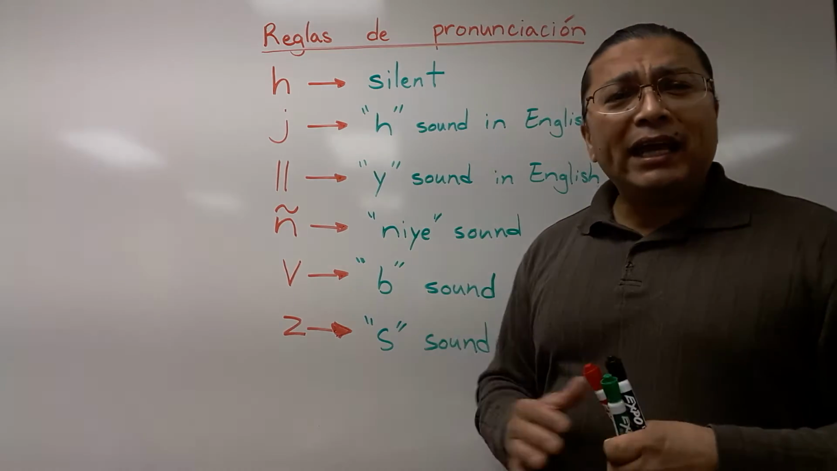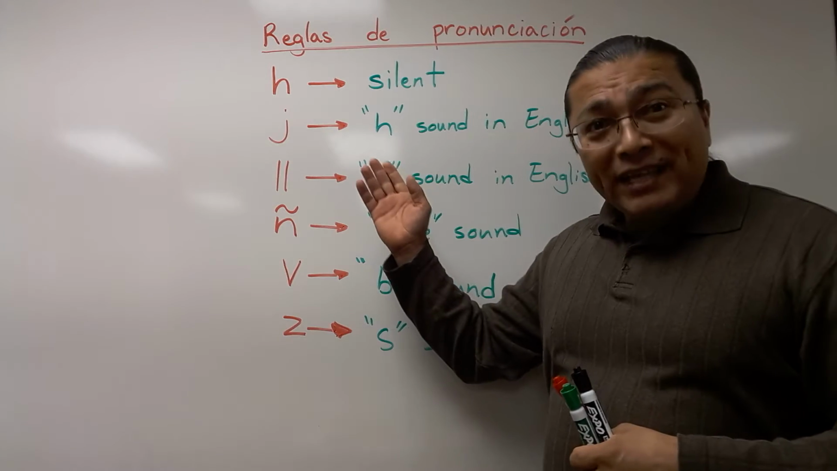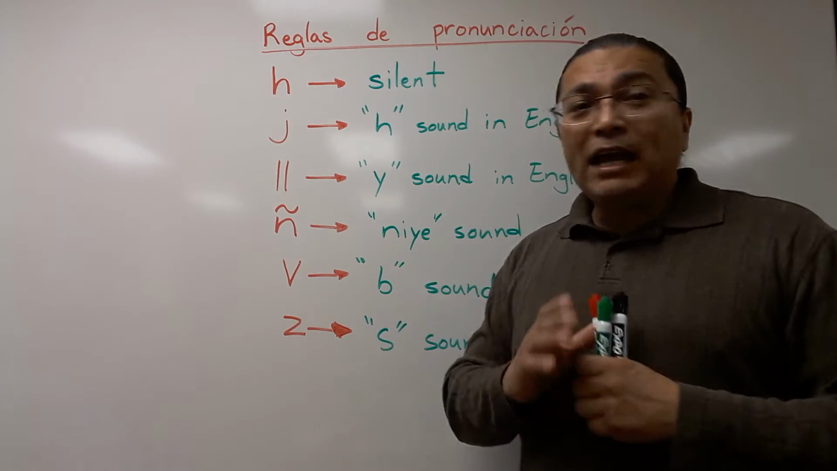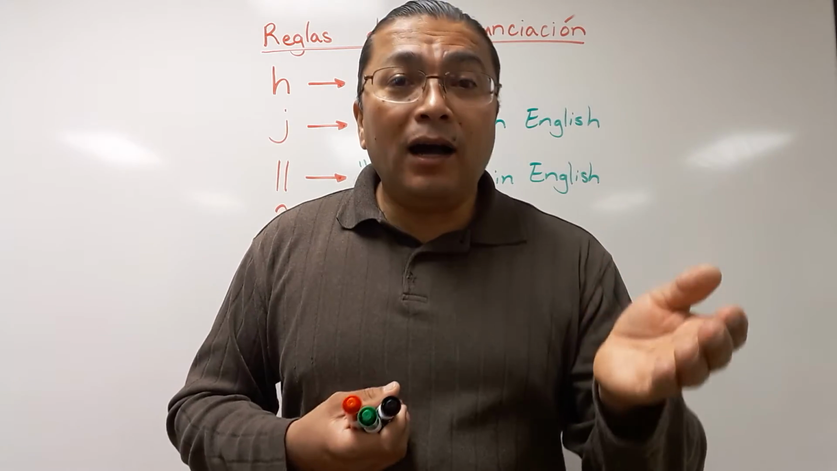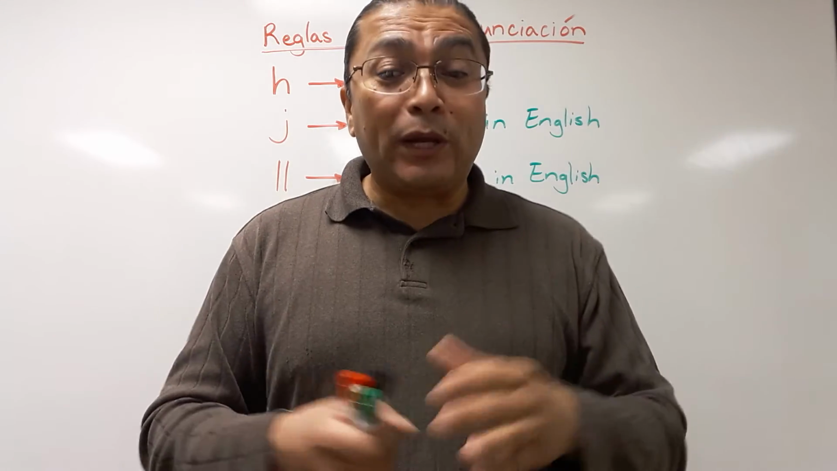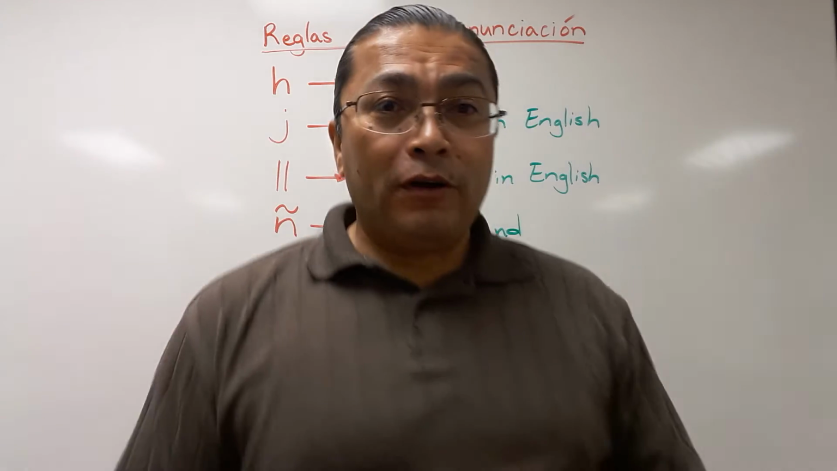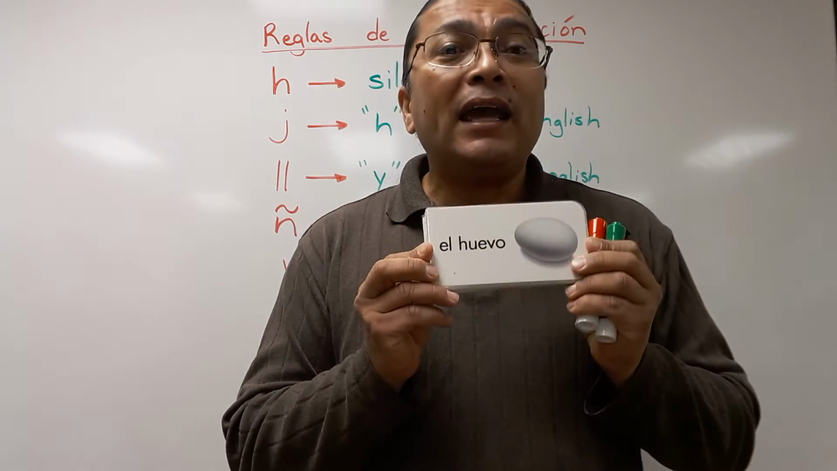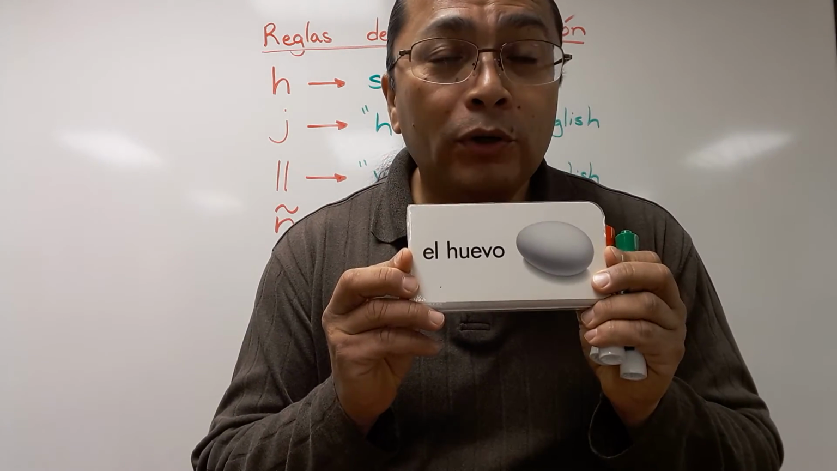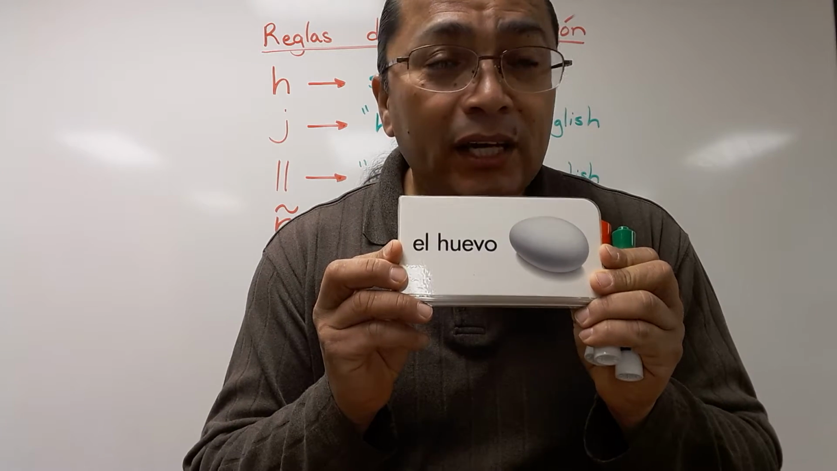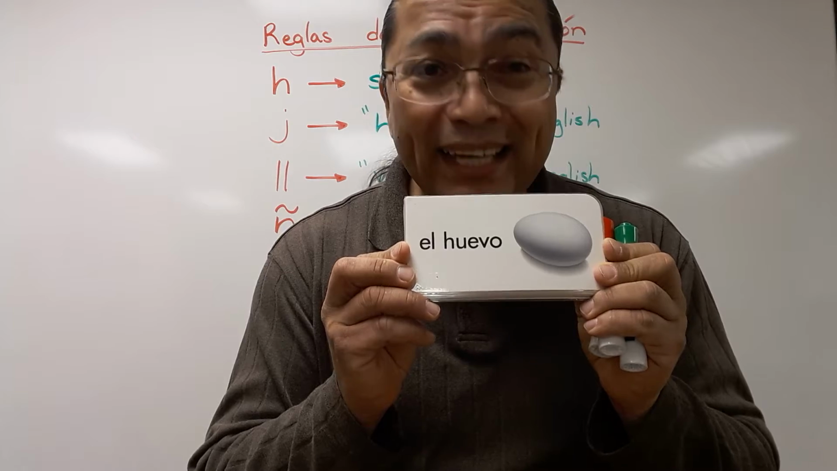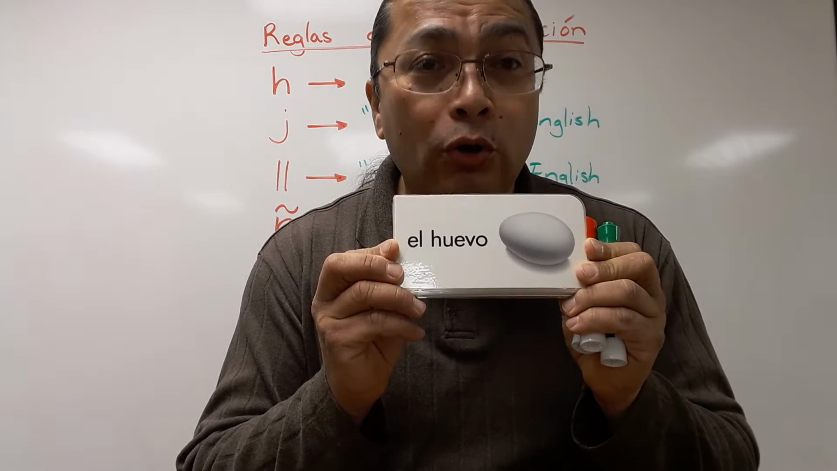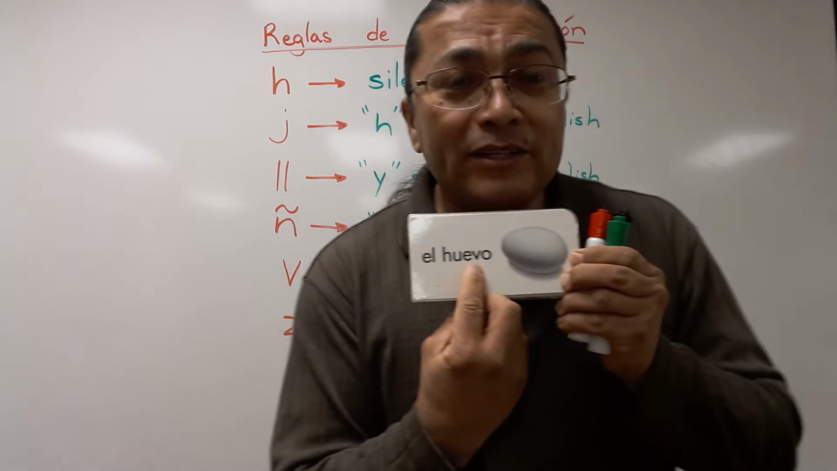The H in any Spanish word is always silent. We never pronounce the H. In English, the H is an aspirated sound. We call it aspiration. So, for example, el huevo. I did not pronounce the H. It's not "el huevo" with an H, it's el huevo, okay? Now, you see that there's a V there.